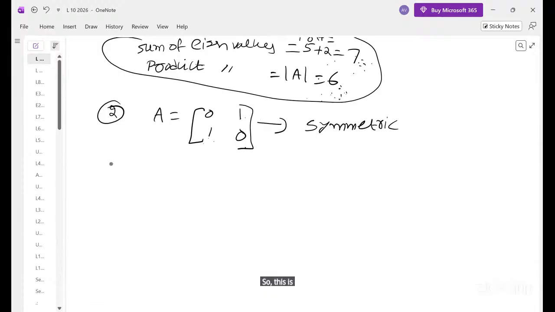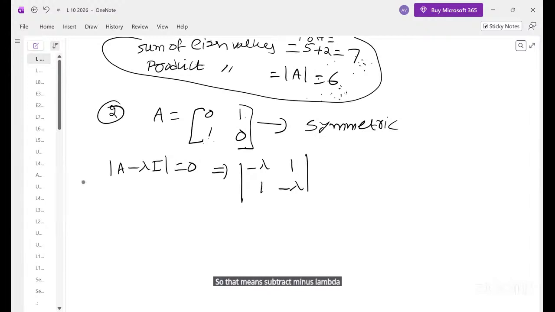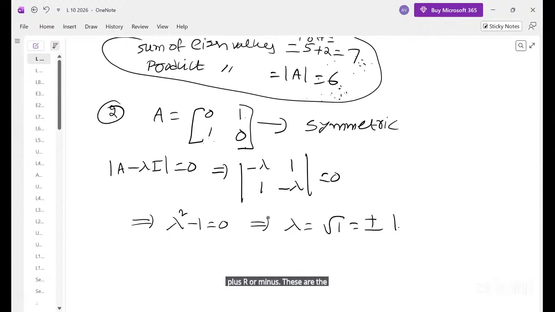Now, how to find the eigenvalues? Determinant of A minus lambda I equal to 0. So subtracting lambda from the diagonal, minus lambda, 1, 1, minus lambda equal to 0, which implies lambda square minus 1 is 0, which implies lambda is equal to plus or minus 1. These are the eigenvalues, AD minus BC. So what are the eigenvalues of this matrix? 1, comma, minus 1 are the eigenvalues.